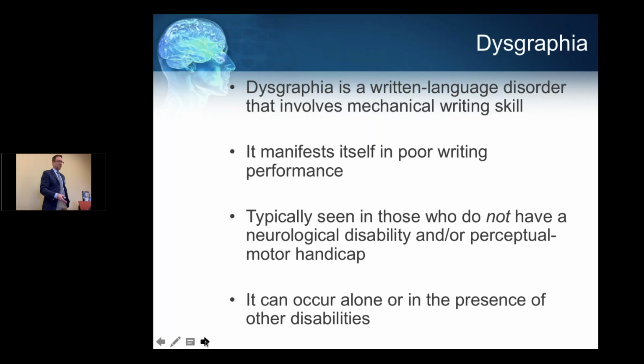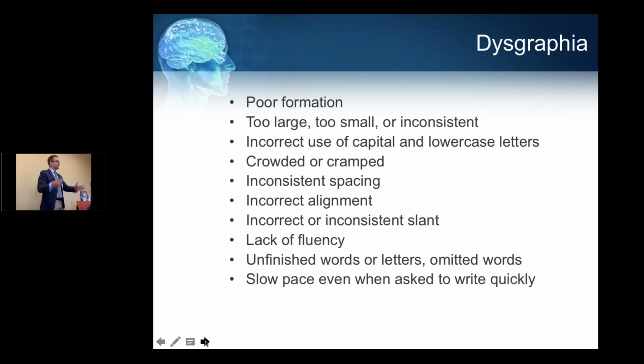So what do you see? Poor letter formation, too large, too small, inconsistent. Capital and lowercase aren't used right. Letters are cramped together, not spaced right. They're not fluent, words aren't finished, letters aren't finished. But in the meantime, you ask them to read something, they're fine. They can talk to you, they seem good, they seem bright, but then they just can't get it out, they can't write it. They can read, but can't write. Disorder of written expression. Okay?